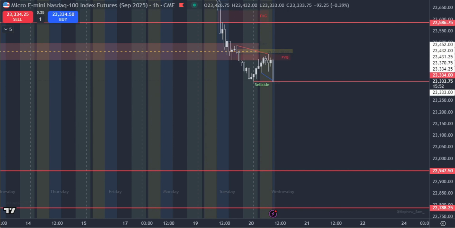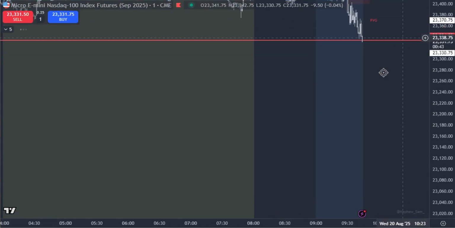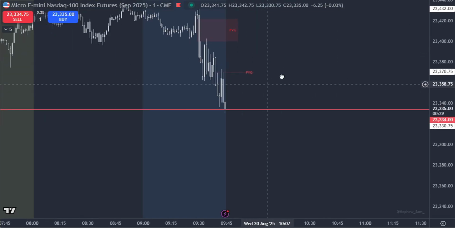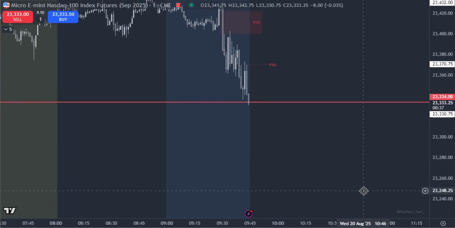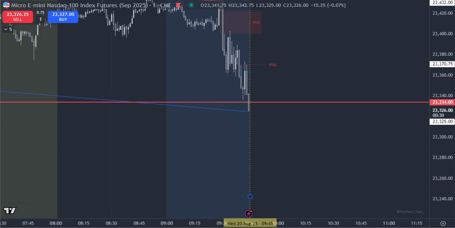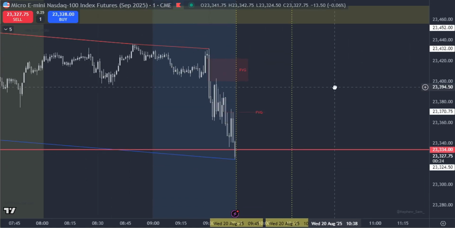Let me go ahead and drop down. So we already took that low. ES has not taken the low. All right, so we're going to look for our time of interest, which is 9:45 till 10:15. So this is our window right here, okay?